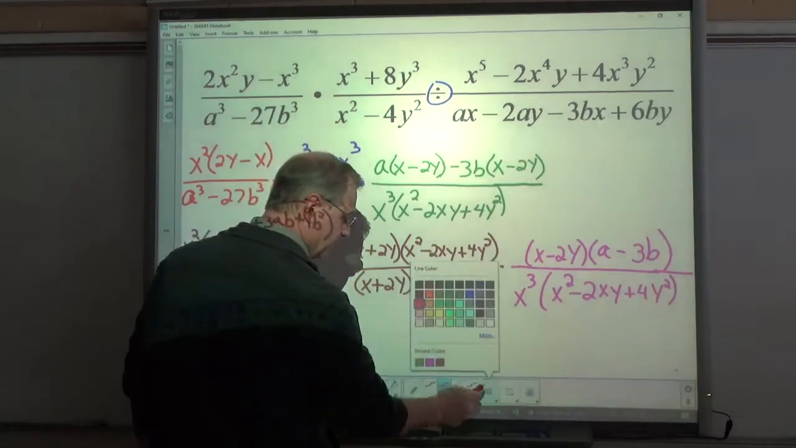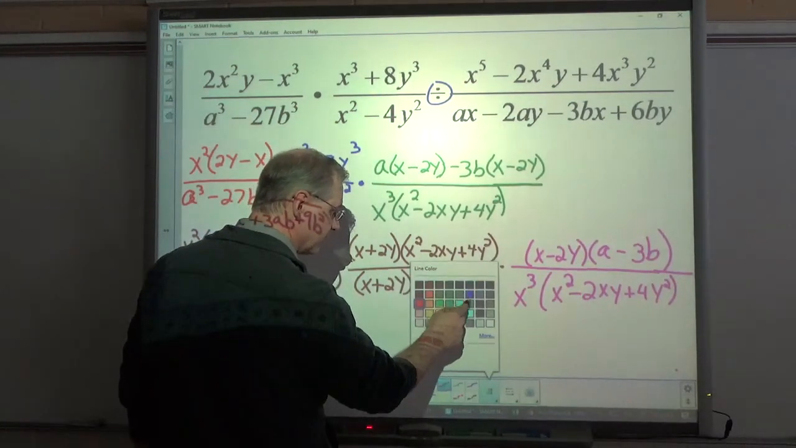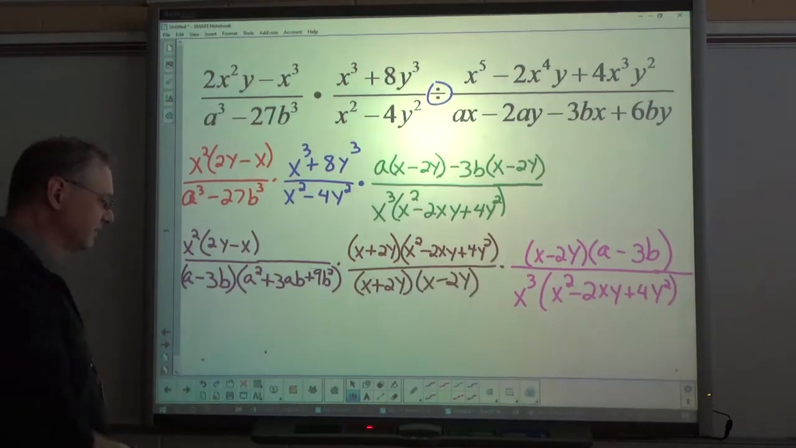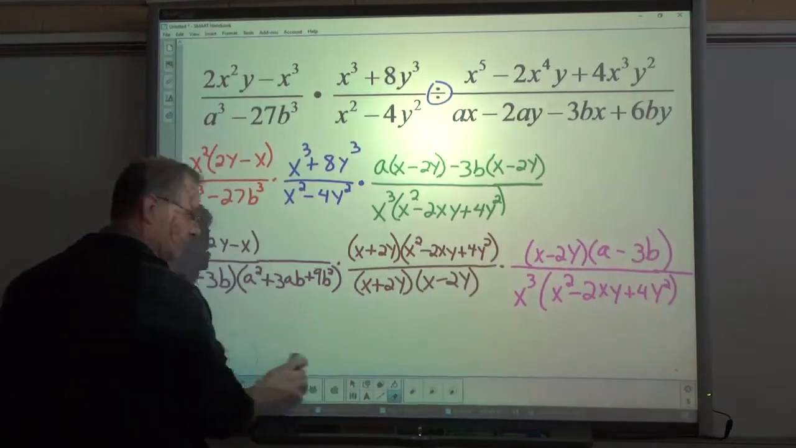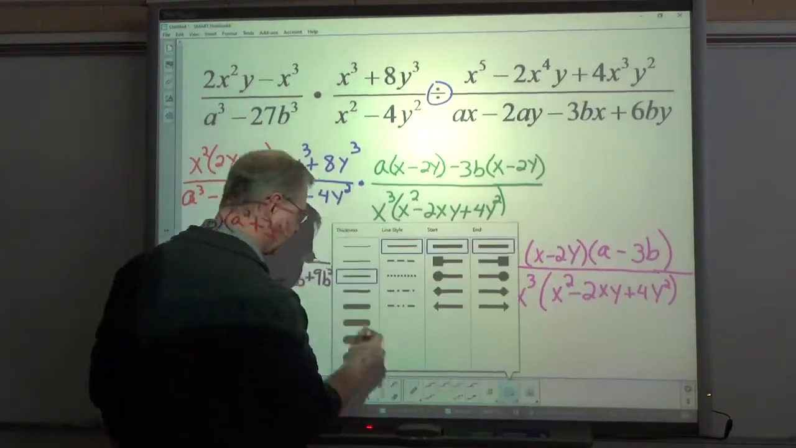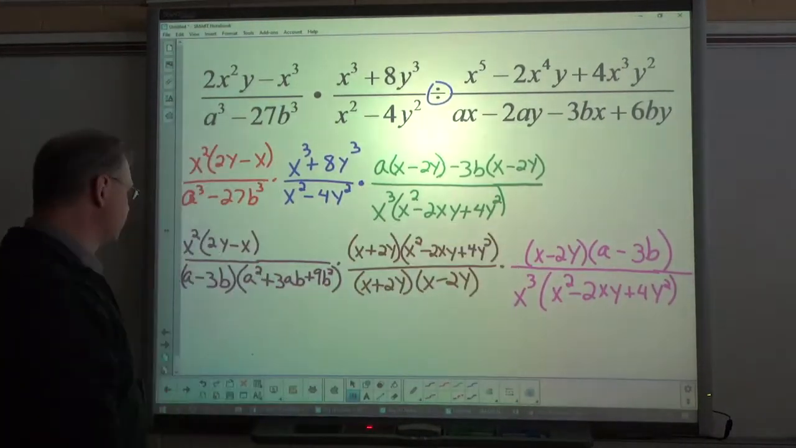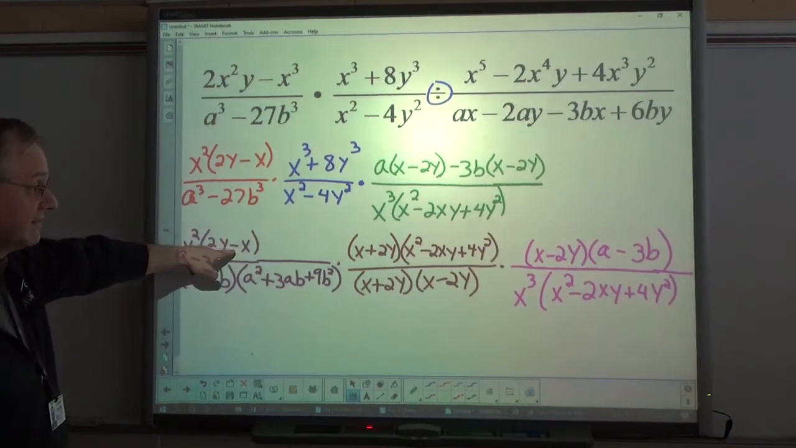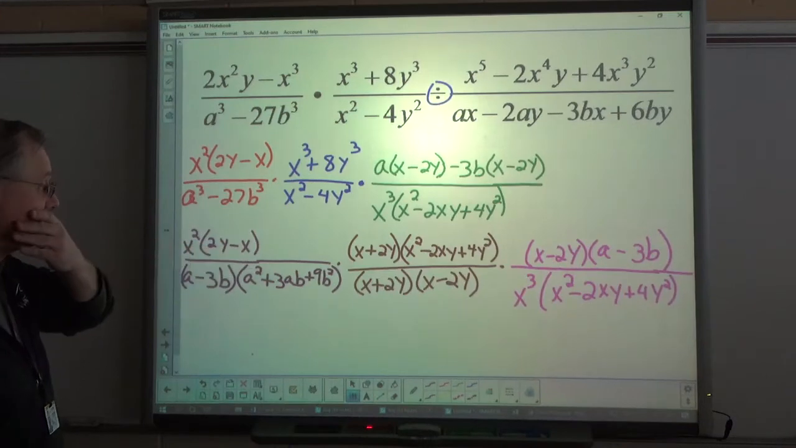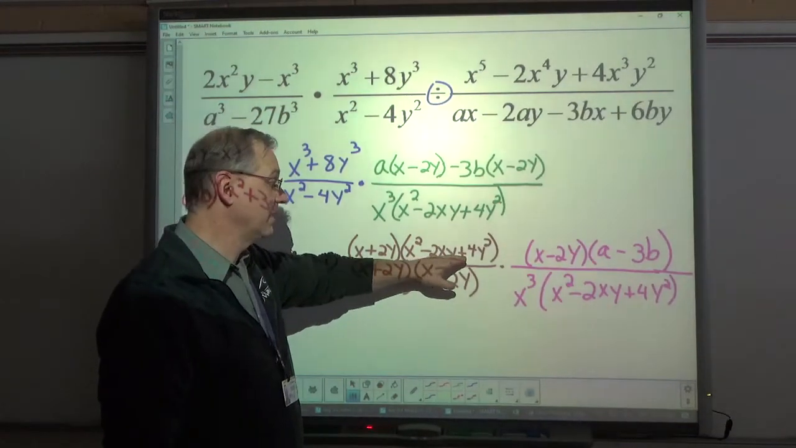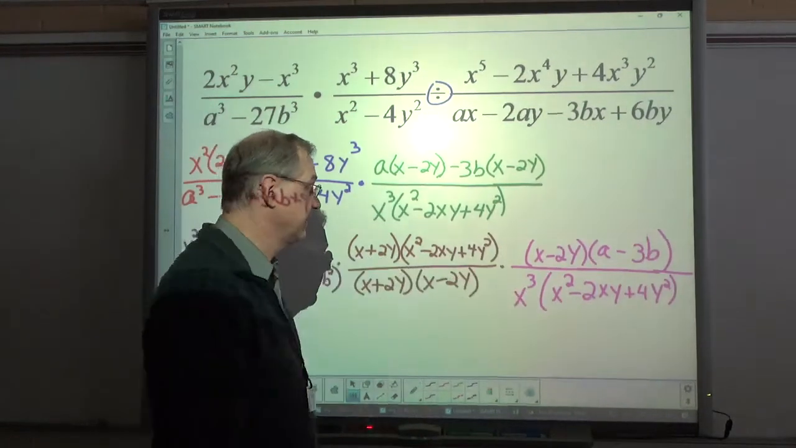I need a different color. How about that one? All right, so let's see if I can find something to reduce. And I want it skinny. So, let's see. 2y minus x. Do I have another? No, I don't. How about x squared minus 2xy plus 4y squared? And the same down here.